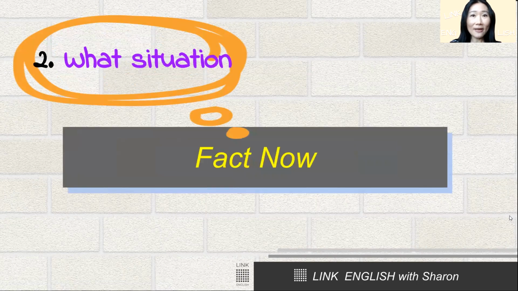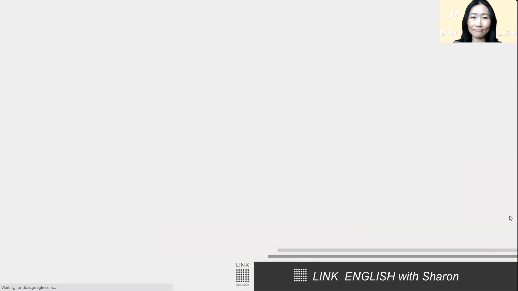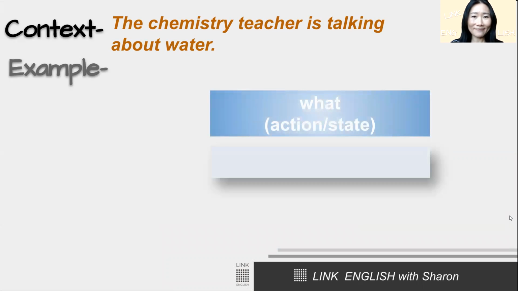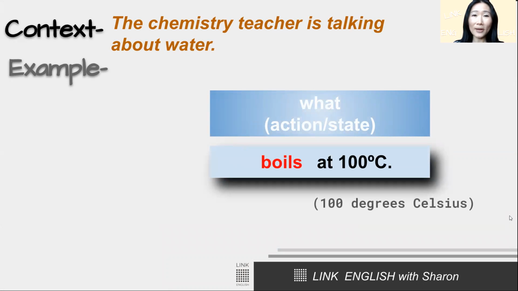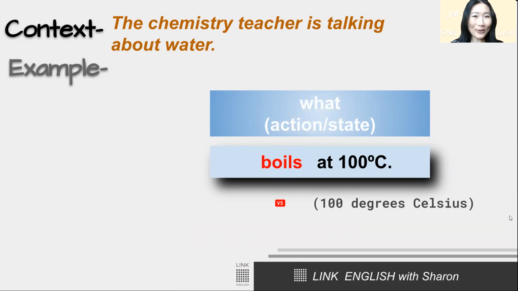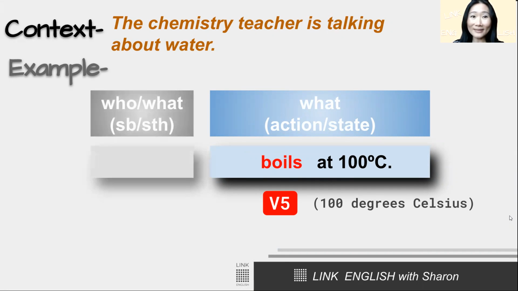Next situation, fact now. In this context, the chemistry teacher is talking about water. What action? Boils at 100 degrees Celsius. Boils, V5 verb. Who or what? It. You know, it means water. It boils at 100 degrees Celsius. It's a fact. And it is still true now.